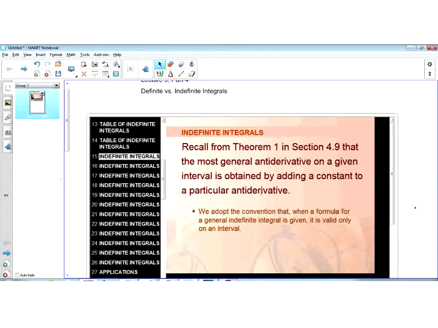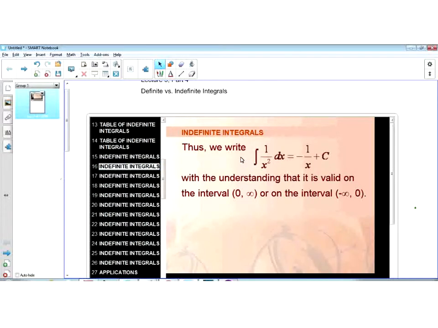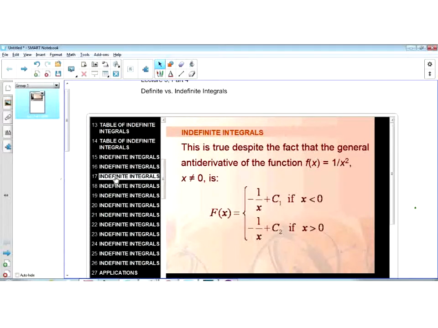So you add a constant to a particular antiderivative to get the general antiderivative, and that's what we'll do here. For instance, the evaluation of the indefinite integral of 1 over x squared dx is the antiderivative of 1 over x squared, which is negative 1 over x, plus your integration constant. Of course, the understanding implicit in this solution is that we're only integrating over the interval from 0 to infinity or from negative infinity to 0, so 0 is not in the bounds of integration. So the antiderivative is now a piecewise defined function.